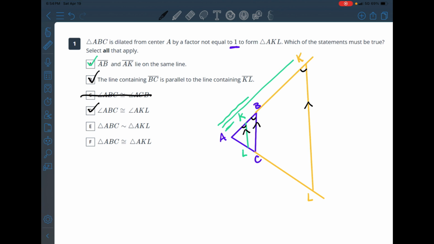All right, so triangle ABC is similar to AKL. We just said that. They're a dilation of each other, so they are similar. And then triangle ABC is congruent to AKL. No, because it says the scale factor was not equal to 1. If it was equal to 1, they would be the exact same triangle. But it's not equal to 1, so this one doesn't work.